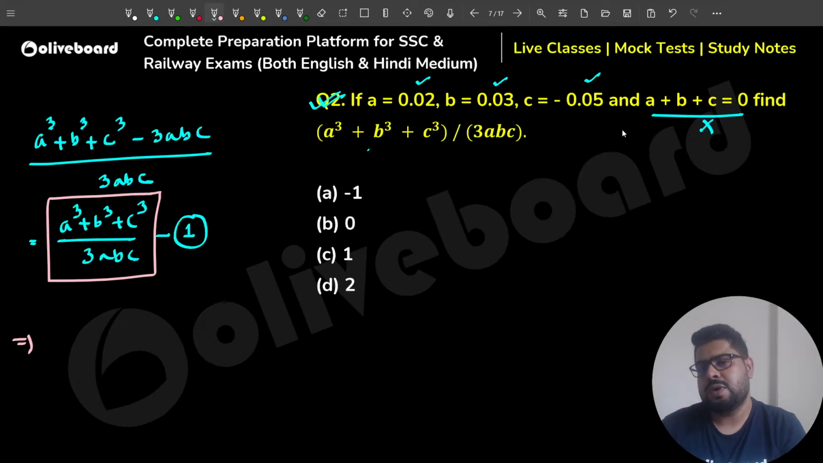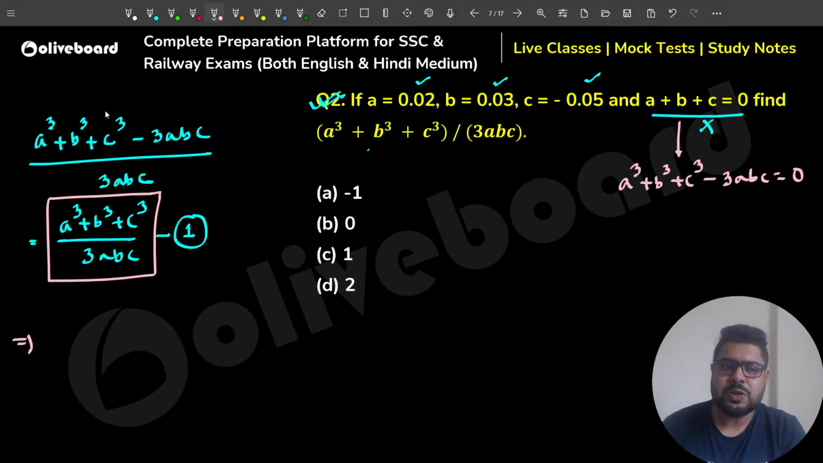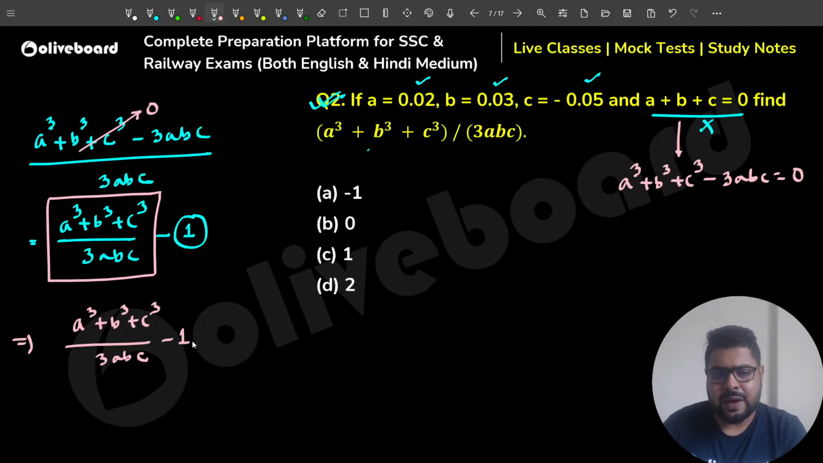So, sir, we all know if a plus b plus c is 0, then a cube plus b cube plus c cube becomes 3abc, meaning minus 3abc also becomes 0. So this entire top portion becomes 0, and 0 by anything is 0 only. So ultimately, can I write it like this? a cube plus b cube plus c cube by 3abc minus 1 is 0. So the next line, this will become equal to 1. And hence that is your correct answer, which is option number C.